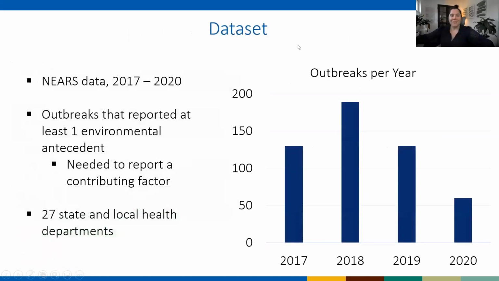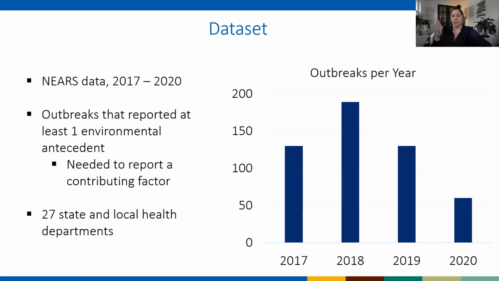All right, so now we can get into the data. So we use NEARS data from 2017 to 2020. I thought it would be interesting to include 2020 because we get a little bit of the effect from the pandemic. So we included outbreaks that reported at least one environmental antecedent. And to report an antecedent, you need to report a contributing factor.